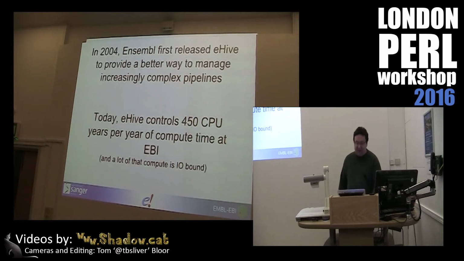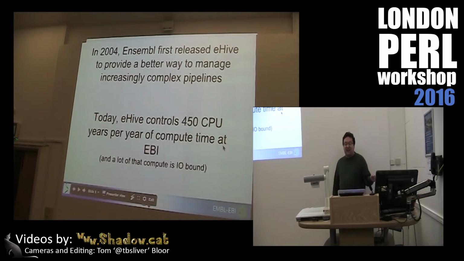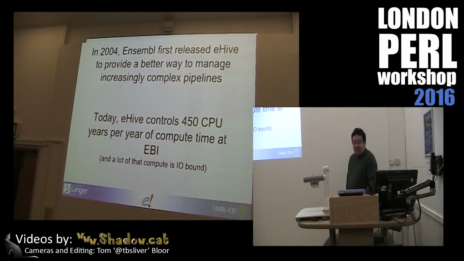in mind. So in 2004, Ensembl first released eHive to provide a better way to manage these pipelines. Basically, we're replacing a lot of people having shell scripts and submitting to the farm themselves. Today, eHive is controlling 450 CPU years per year of compute time at EBI. If you think about the amount of compute, it's actually more than that because a lot of our jobs end up being I/O bound. And it's not just being used at EBI, it's being used at a few institutes across Europe and the US. At least one commercial operation is using it that I know about, and a few academic research places.